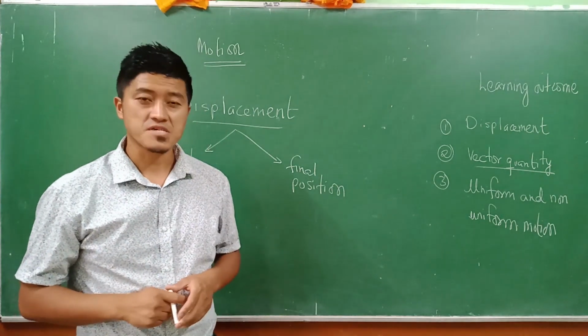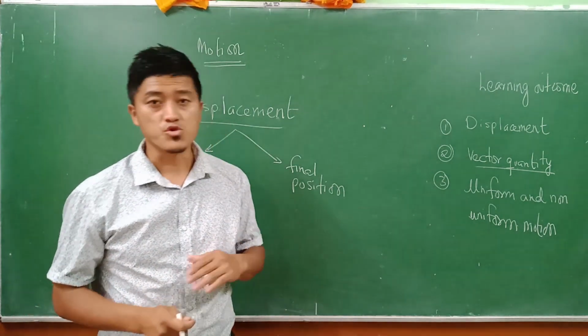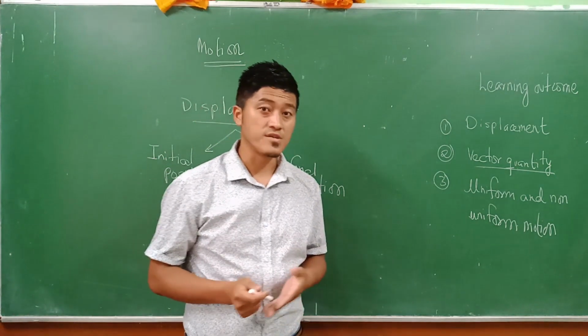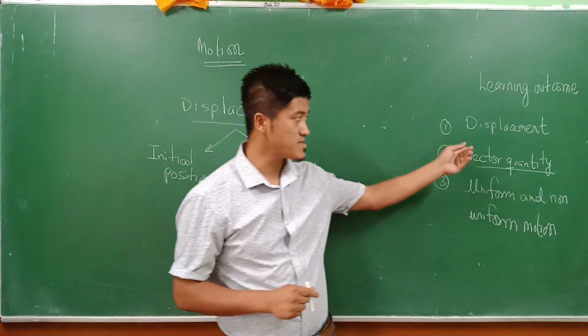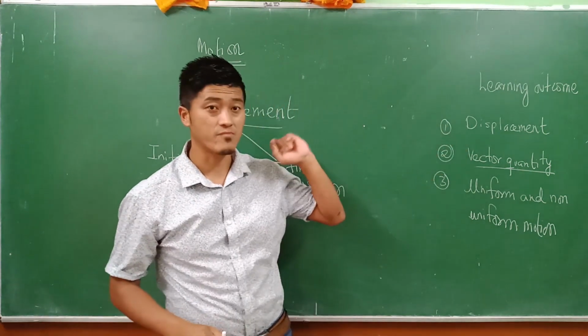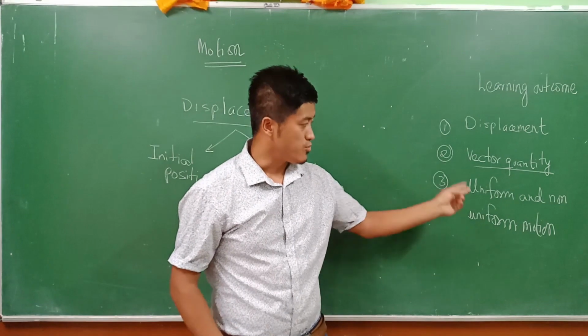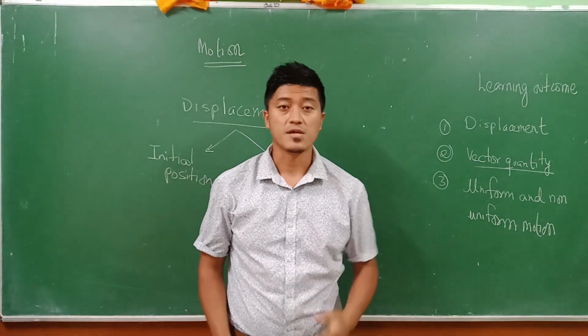Yesterday we were discussing distance, displacement, motion, and all of this. And yesterday I was yet to finish the whole portion of displacement, which is why today our learning outcome will be displacement, vector quantity, uniform and non-uniform motion. So let us proceed.